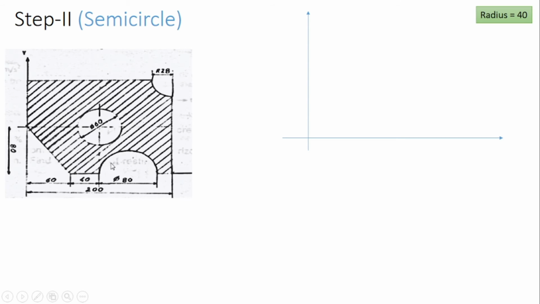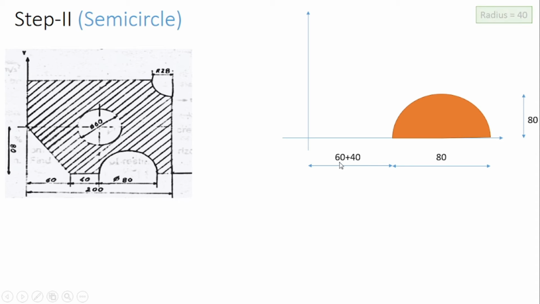Then we will go to the third shape, which is the semicircle. Draw the semicircle at the exact position. The diameter of this semicircle is 80 mm, that's why we get radius equal to 40 mm. Again, this is the radius, so it should be equal to 40 mm, not 80 mm here. Now this length from the reference axis to the first point of the semicircle is 60 plus 40, so it should be 100 mm. So 60 plus 40, 100, plus 80, plus the remaining distance. In this way we can calculate the total length of the semicircle.